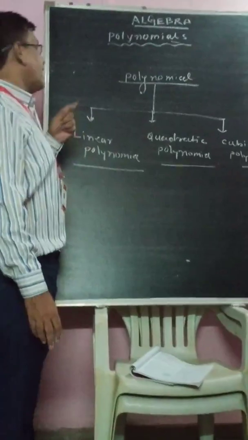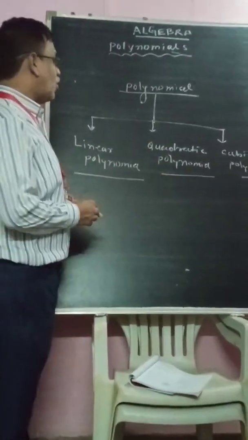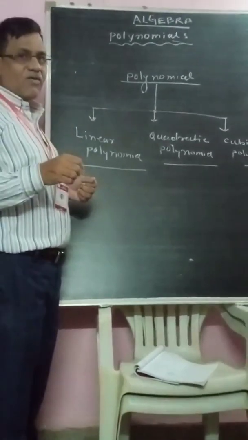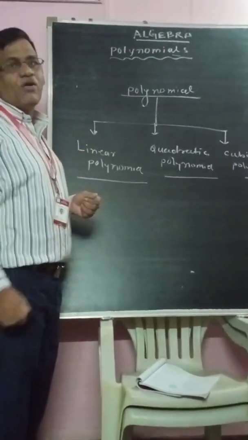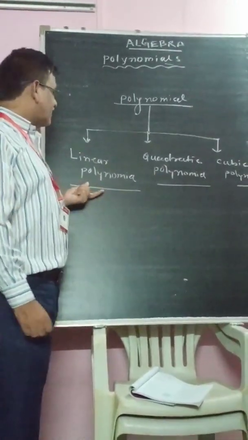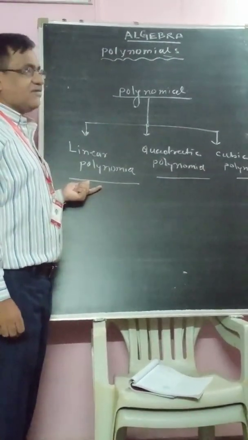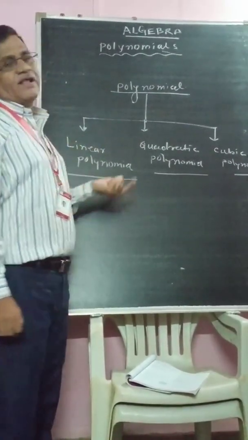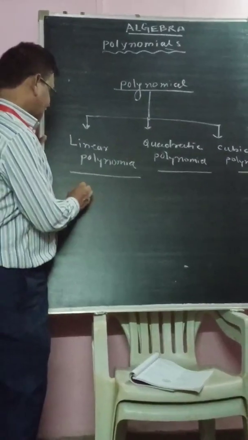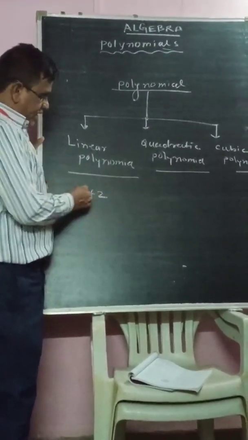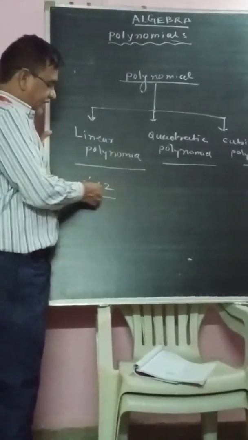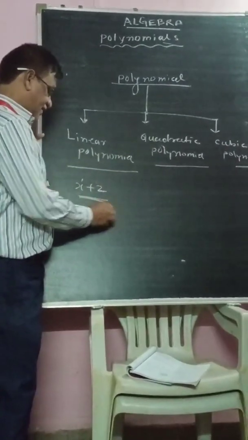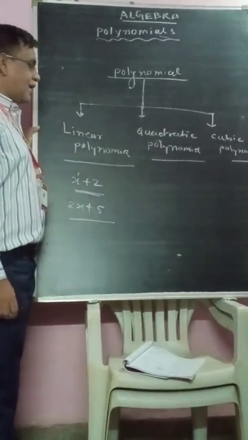Now what is a linear polynomial? Linear polynomial means if in any polynomial the highest power or degree of that polynomial is only 1, then it is called a linear polynomial. For example, x plus 2, here the highest degree is 1, so it is linear. Or you can say 2x plus 5, it is also called a linear polynomial.